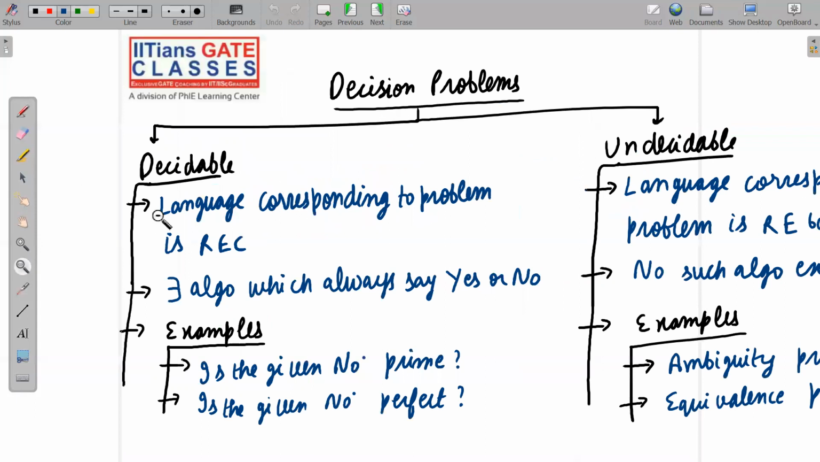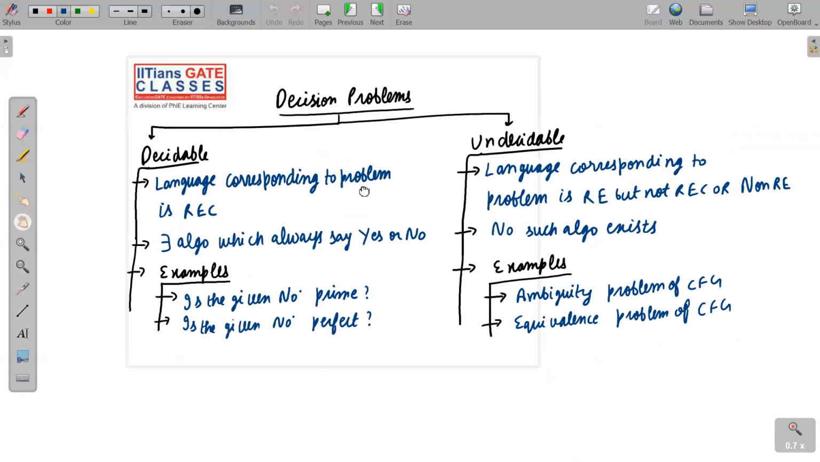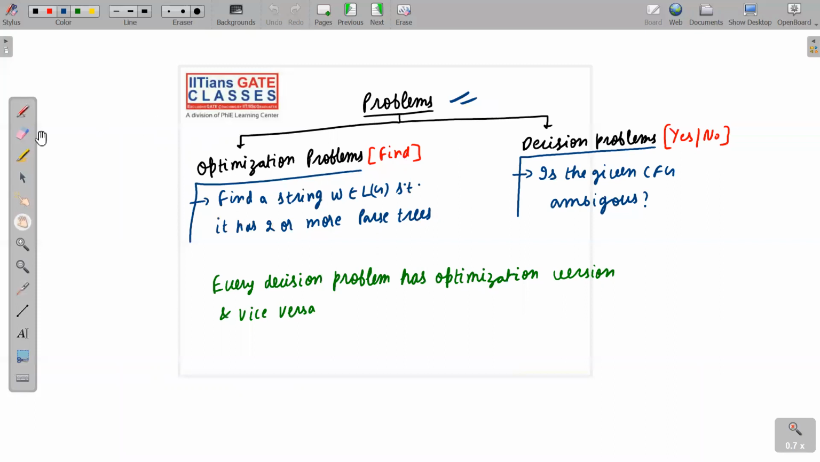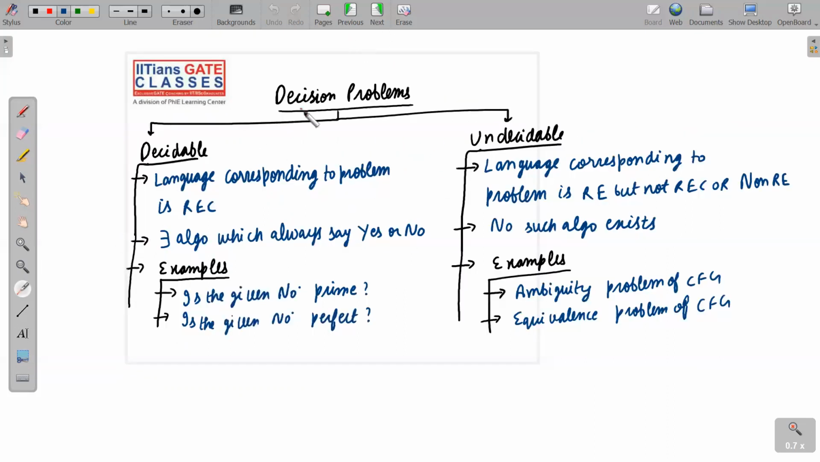So now see here carefully. I have already told you in the previous slide that we will concentrate on decision problems. We are not jumping into optimization problems because these are interconvertible. Decision problems are of two types: decidable and undecidable. Decidable means the language corresponding to the problem is REC. This is a very, very important point, please note it down carefully. I am underlining the keywords: if the language corresponding to the problem is REC, then we will call that problem decidable.